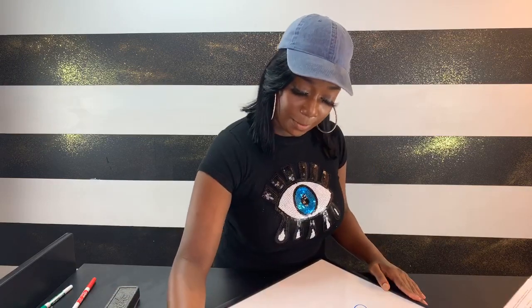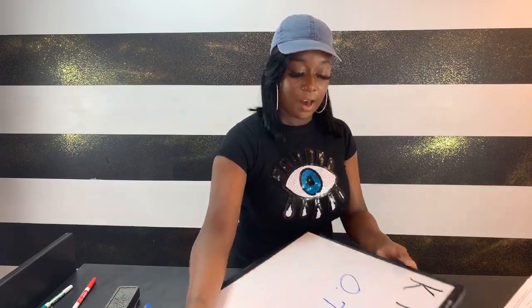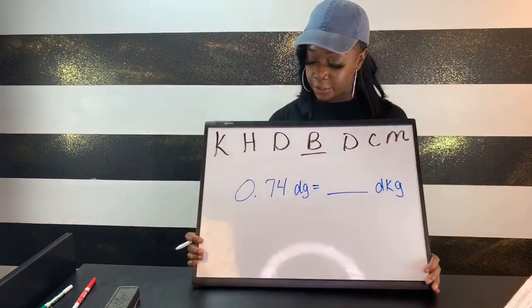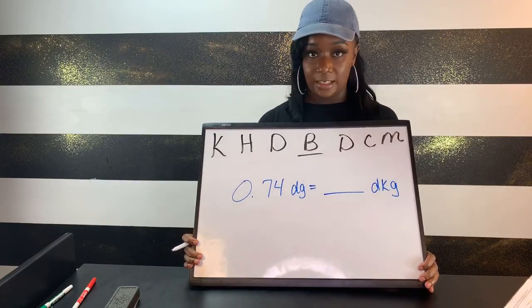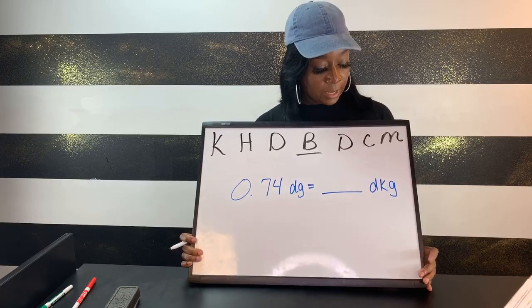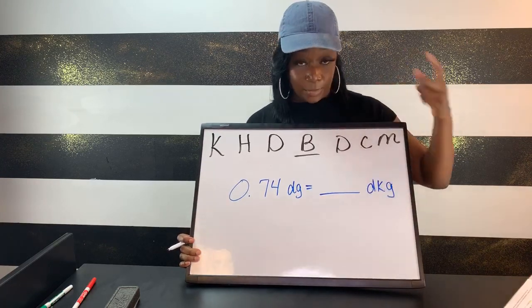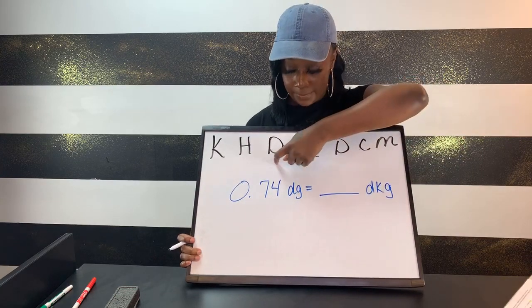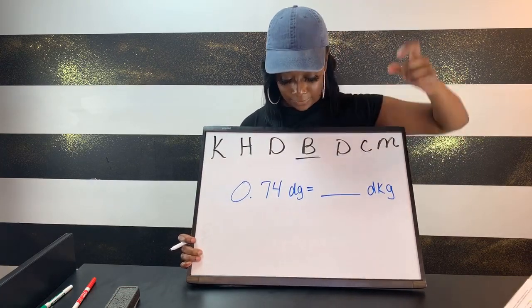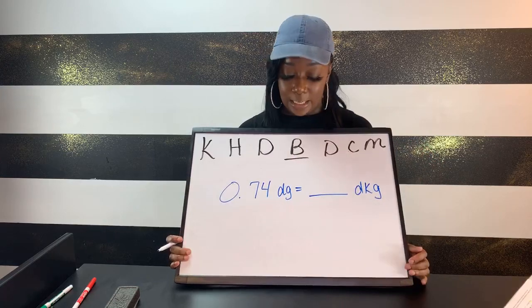Oh, I really have to work on my handwriting. It's horrible. All right, so this one says 7,400 decigrams, or 0.74 decigrams. I don't really like to get too technical because it's super annoying. Is equal to how many decagrams. So remember what I told you guys: when we see the D's, the difference is DK is going to be deca. So this is deca. Make sure you guys know the difference.